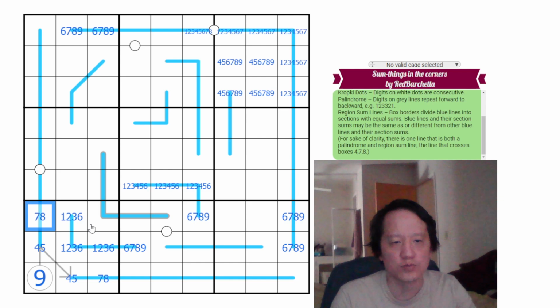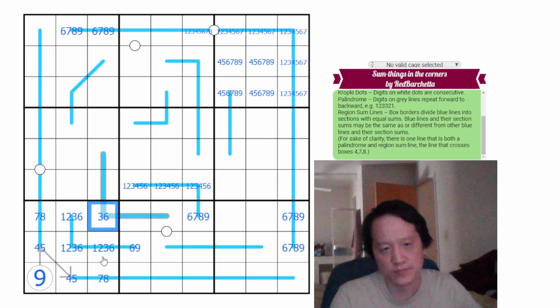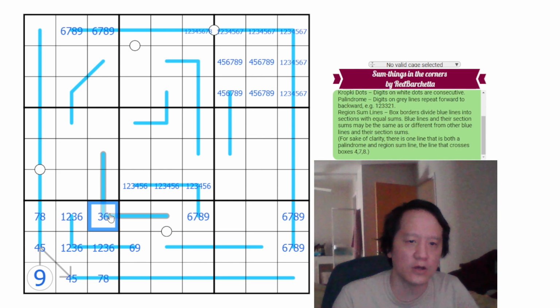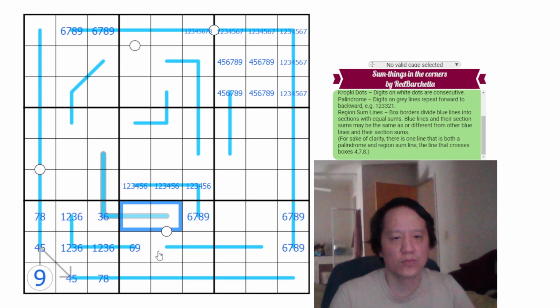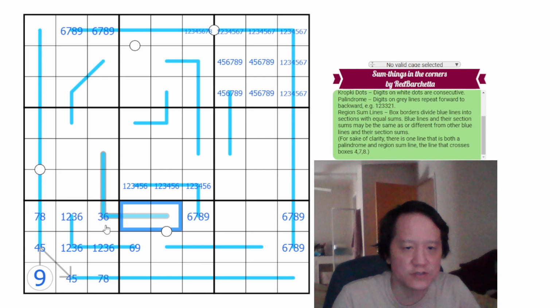So we know this is 1, 2, 3, or 1, 2, 6. So this has become 6 or 9. So this has to be 3 or 6. I guess it could be 3, 1, 2. Interesting. So if this is 3, this is 1, 2, 6, this is 9, this is 1, 2.